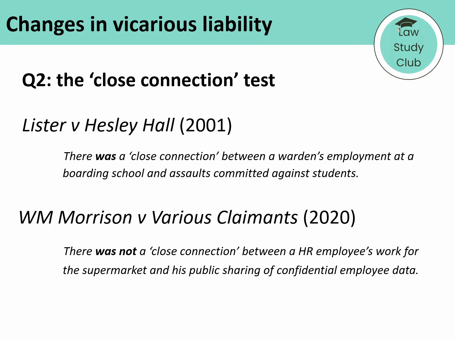In Lister, the court decided that there was a close connection between a warden's employment at a boarding school and assaults committed against students while he was there. But in Morrison's versus Various Claimants, the court decided that there wasn't a close connection between an HR employee's work for the supermarket and his public sharing of confidential employee data. And in that case, it was largely because the employee uploaded that information as part of a vendetta against the company. So they decided they couldn't find a close connection between what he was supposed to be doing and the tort that he committed.